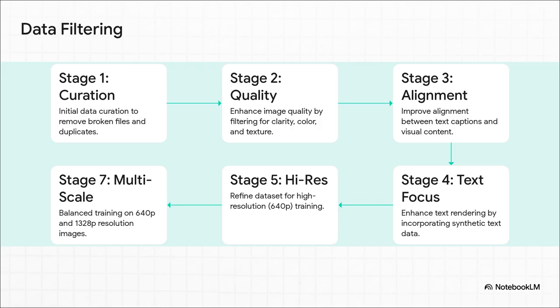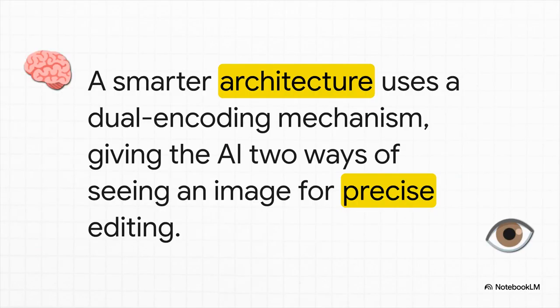You know the saying, garbage in, garbage out? Well, Qwen-Image was basically fed a 5-star gourmet meal of data. Okay, so that's ingredient 1, the data. Ingredient 2 is all about the model's brain. It's a much smarter architecture, one that uses what the paper calls a dual encoding mechanism, which is a fancy way of saying it gives the AI two different ways to think about the editing task.